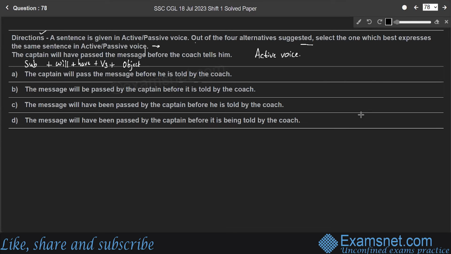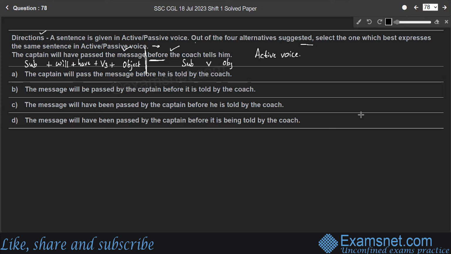So let us make 2 parts in the sentence. The first part is subject plus will plus have plus V3 plus object. And the second part is before the coach tells him. Except for before, we consider the coach as the subject, tells is the verb, and him is the object. So here we need to convert the active voice to passive voice by considering the 2 different parts in the sentence. Let us consider the first part, in the format of subject plus will plus have plus V3 plus object.